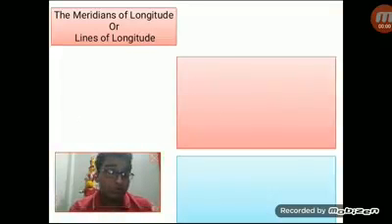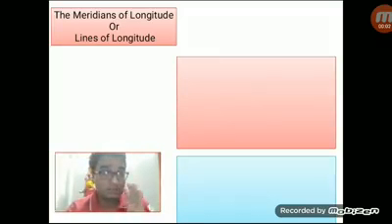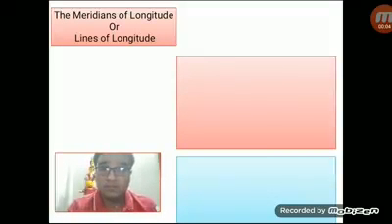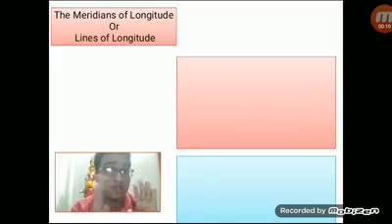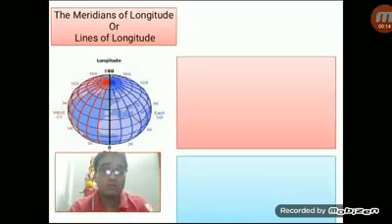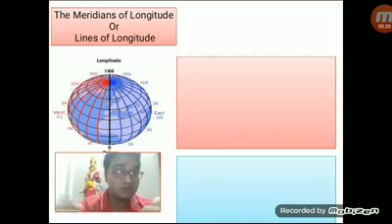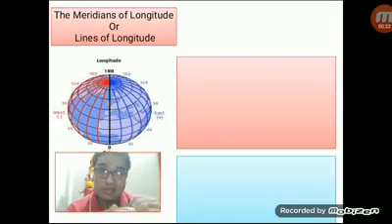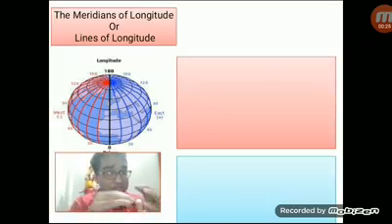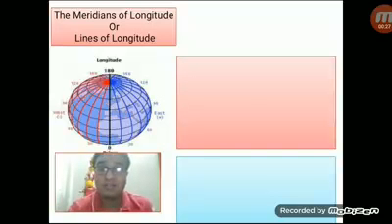Now I'm going to discuss the next thing, and the name of this thing is the meridians of longitude or the lines of longitude. At first I am going to show you a picture. So this is the picture of the world map, and here we can see some vertical lines, and these lines are half circular lines, and they are not parallel lines. Basically, these lines are called the lines of longitude.